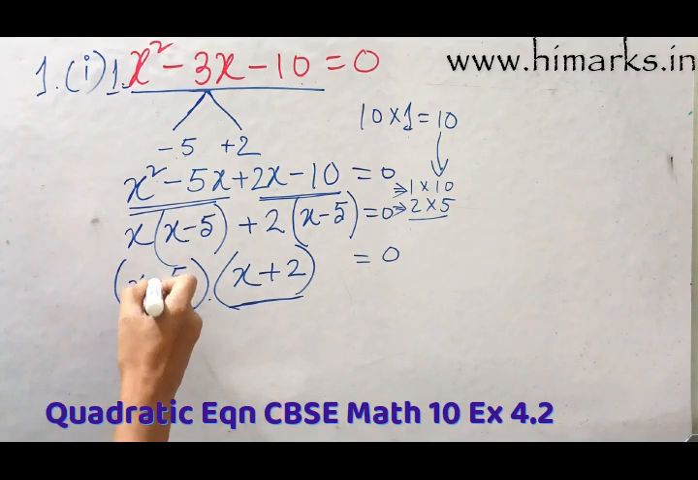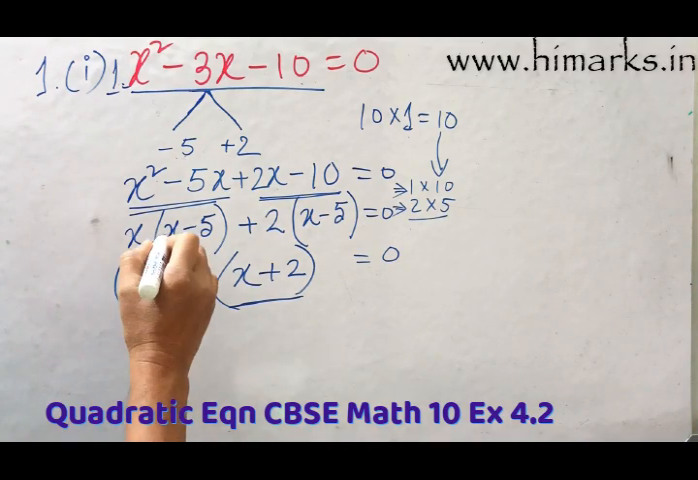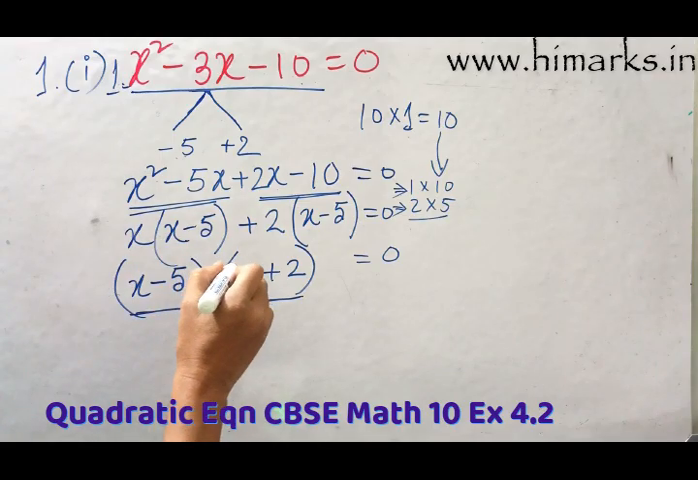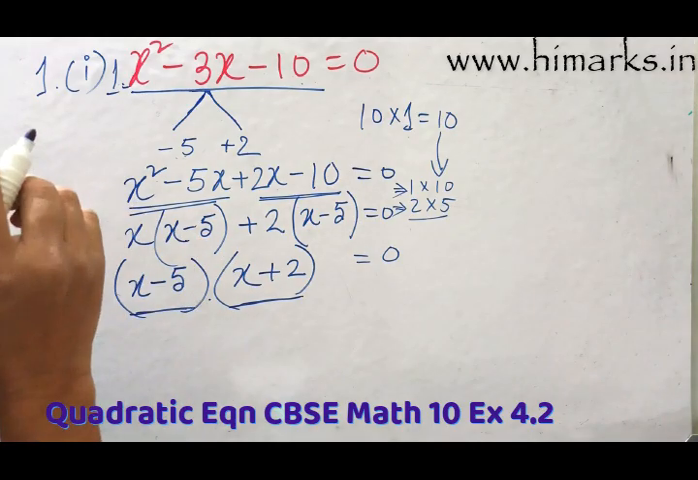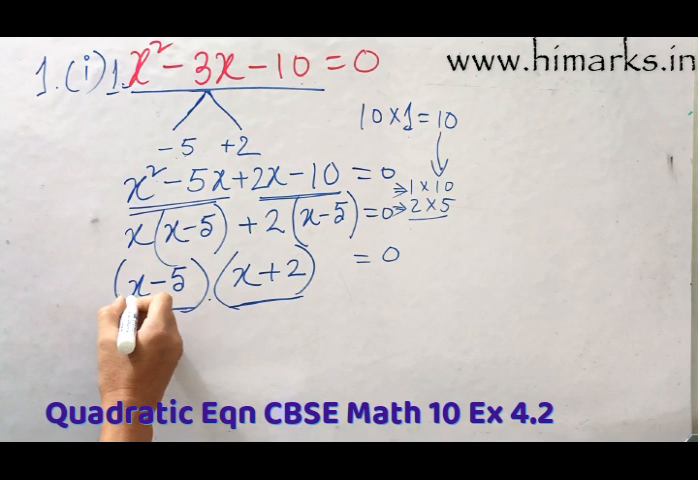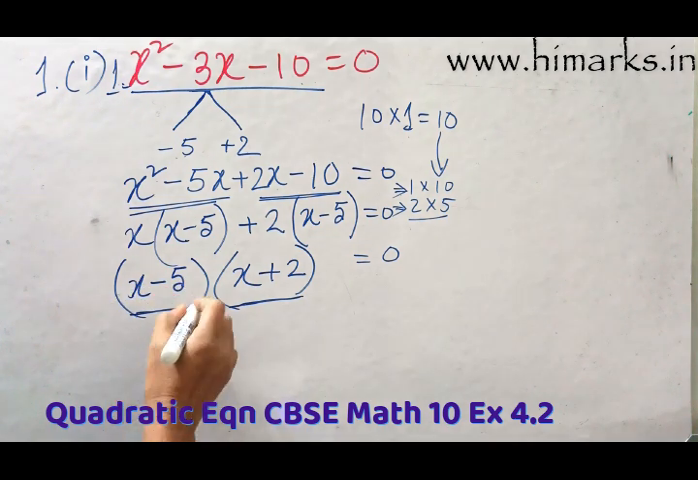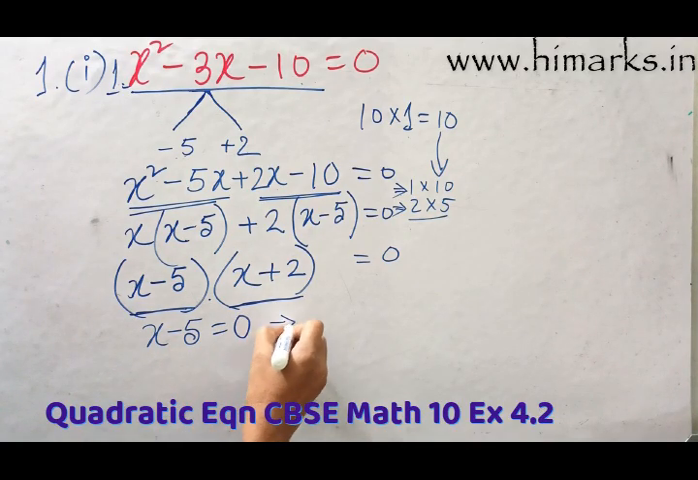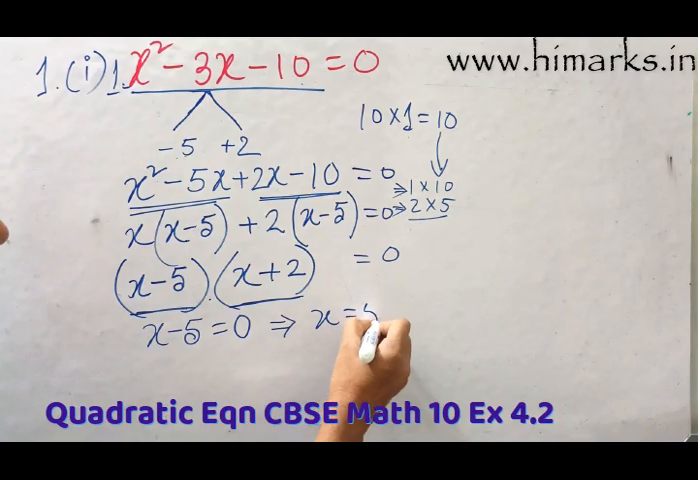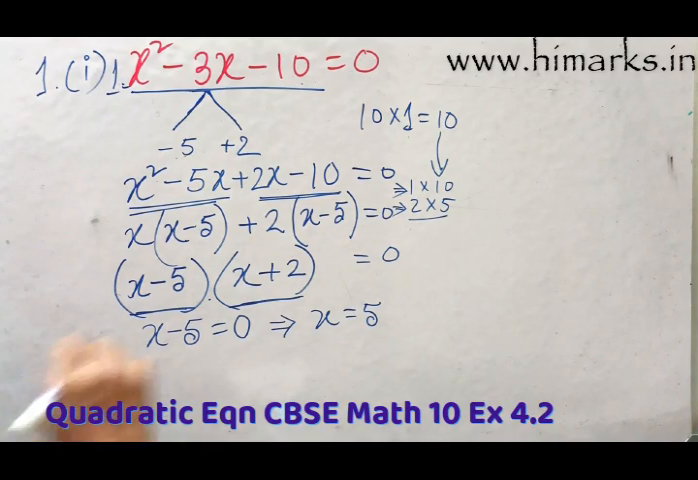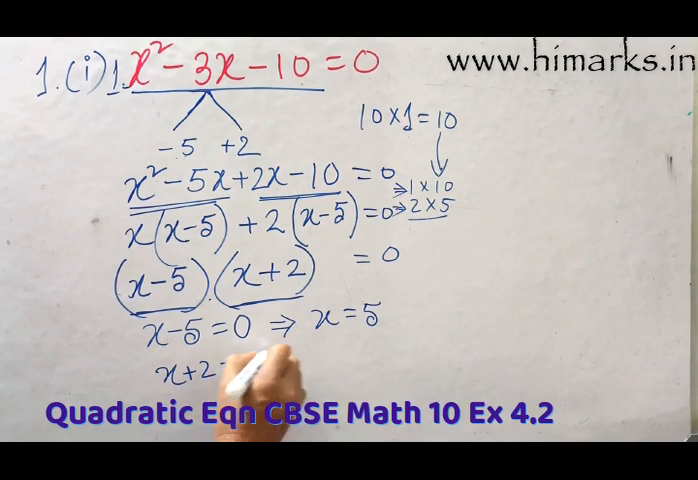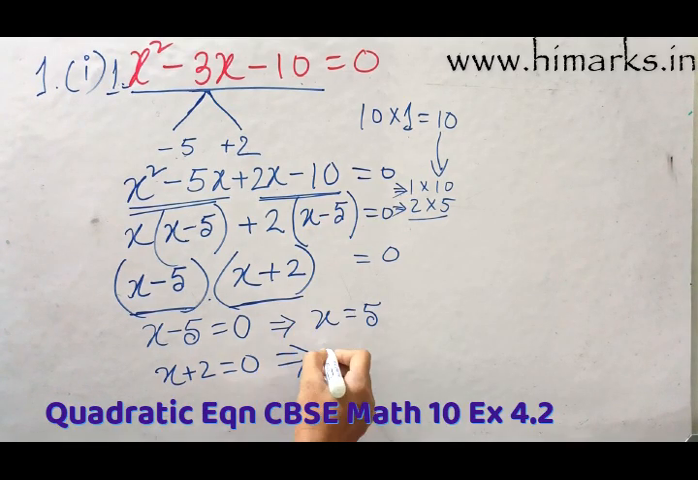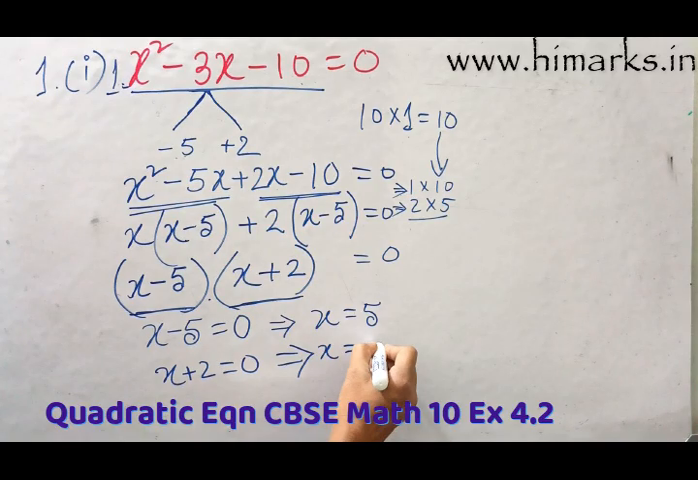So there are two possibilities: either this will be 0 or that will be 0, one at a time. From here you write x minus 5 equal to 0. This gives the first solution, x equal to 5. The second part, x plus 2 equal to 0, gives x equal to minus 2.